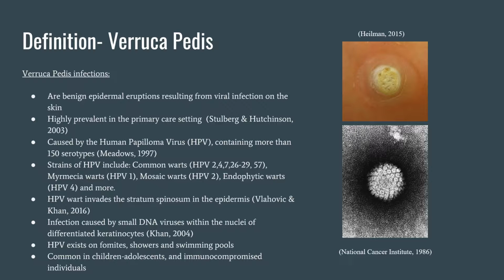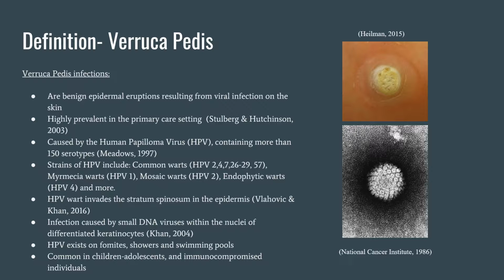The agent responsible for causing Verruca Pedis infections is the human papillomavirus, or HPV for short, which contains more than 150 serotypes. Verruca Pedis infections can come in a variety of forms, which are all caused by different strains of HPV, including common warts, HPV 2, 4, 7, 26 to 29 and 57, Myrmecia warts, which are HPV1, mosaic warts, which are HPV2, endophytic warts, which are HPV4, and more.